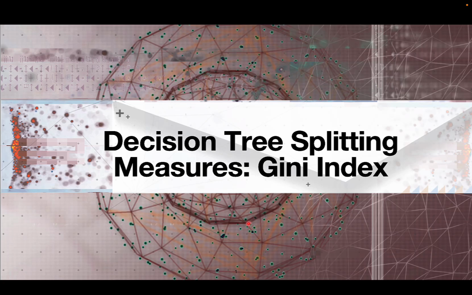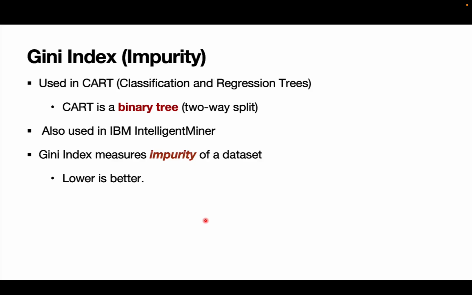In this lesson, we continue to explore decision tree splitting measures where we discuss the Gini Index. Gini Index, or impurity, is another popular decision tree splitting measure often used in algorithms like CART, classification and regression trees. But unlike entropy, which comes from information theory, the Gini Index measures the impurity of a dataset. So the lower the Gini Index is the better.